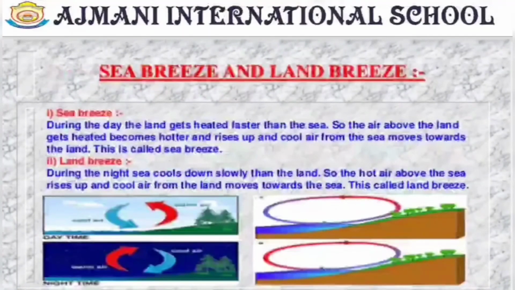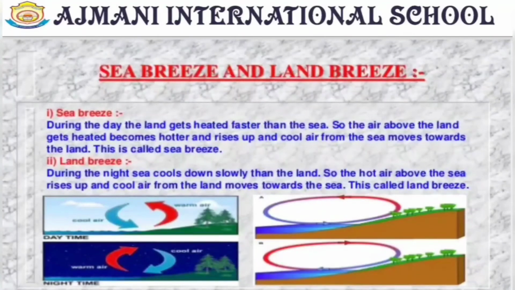During daytime, the land becomes hot faster than the sea. So the air above the land gets heated faster than the air above the sea. The air above land rises and cooler air from the sea rushes towards land to take its place. This cool air from the sea blowing towards the land is called sea breeze.